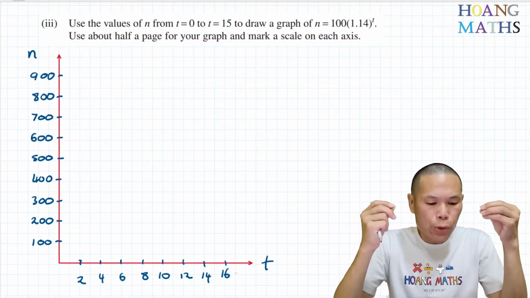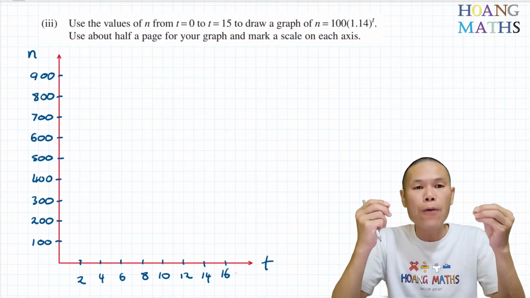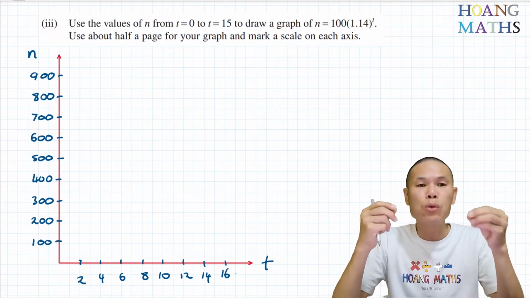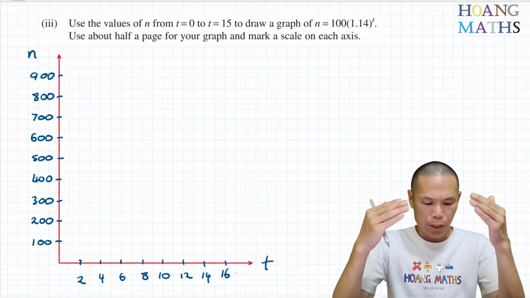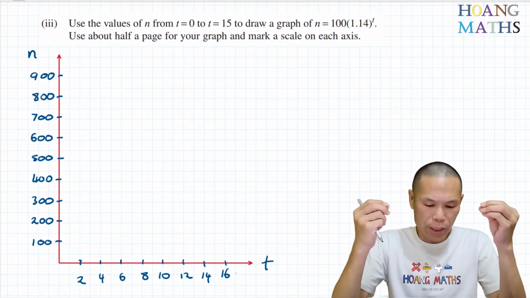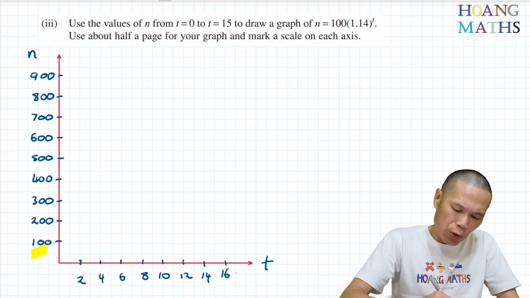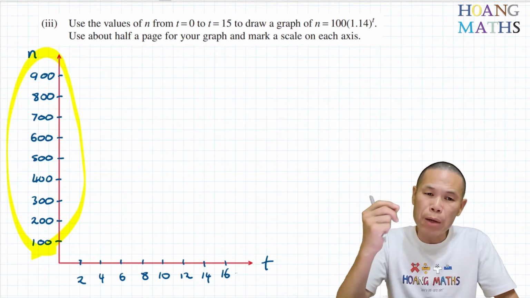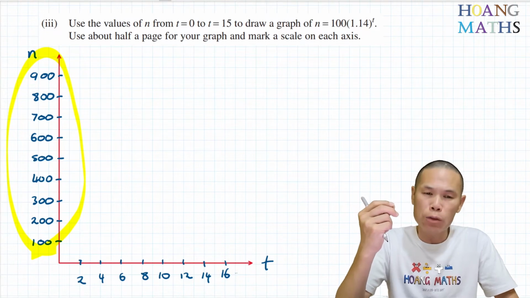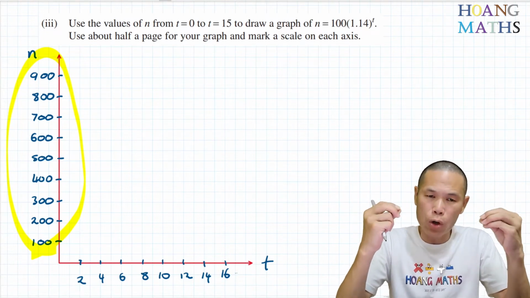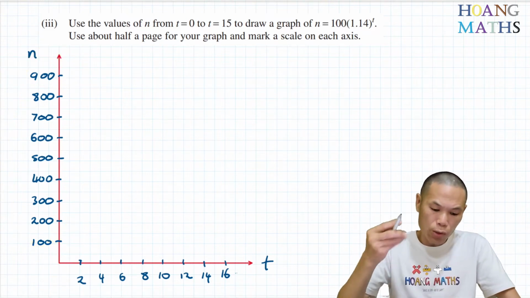Part 3. Use the value of n from t equals 0 to t equals 15 to draw a graph of n equals 100 times 1.14 to the power of t. So we need roughly about half a page. I already sketched a graph to save time. Of course, with the vertical axis, you can go up by 50 each time, but then you need a lot of space. So rather than doing that, I can use 100. If you have more space, of course, you can make the scale a bit smaller. So 100 is appropriate for this question. So let's get into it.